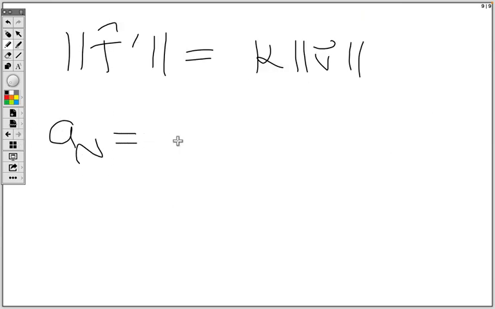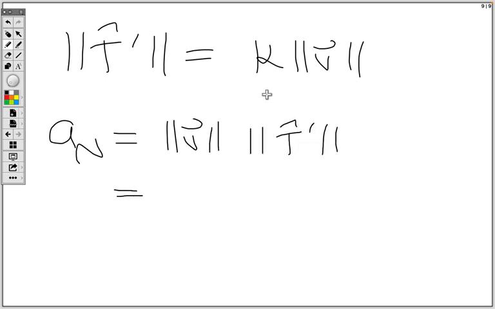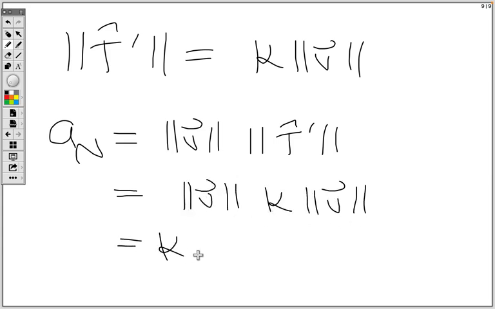So my a_N, which we got, was the speed times T hat prime. I can substitute this in. This would be the speed times the curvature times the speed, which would be that. Okay.